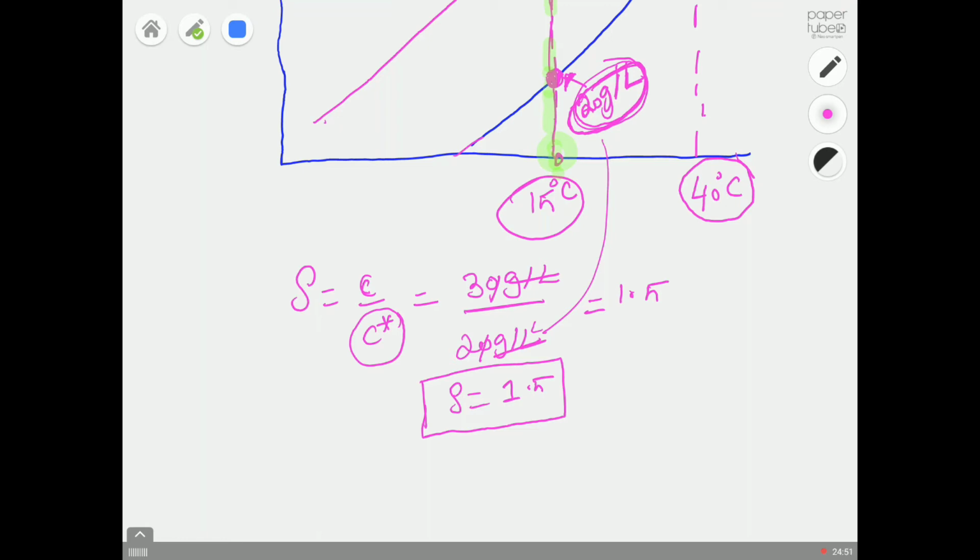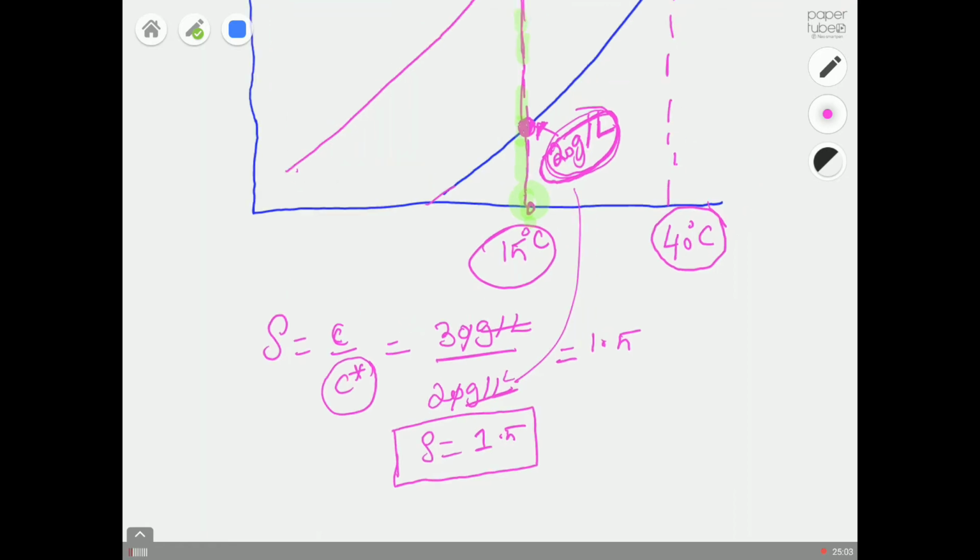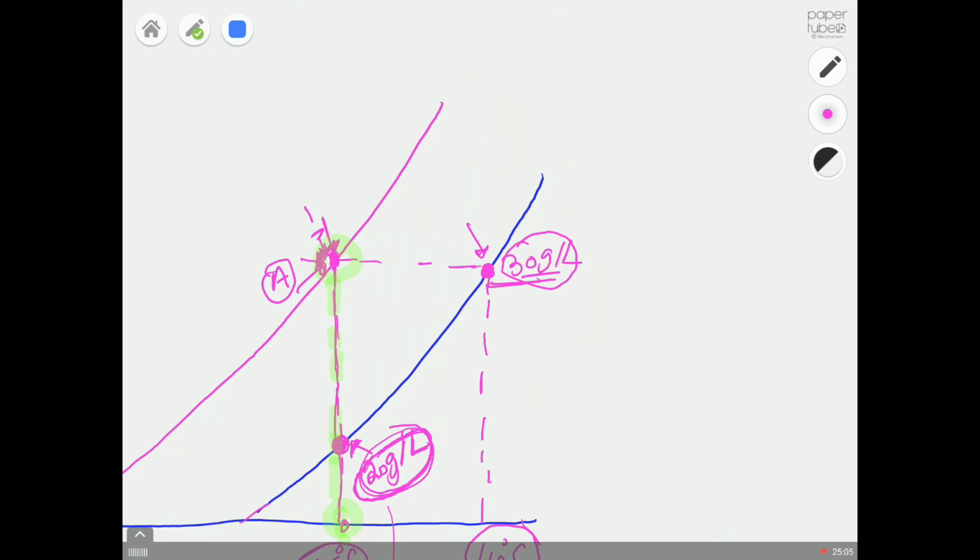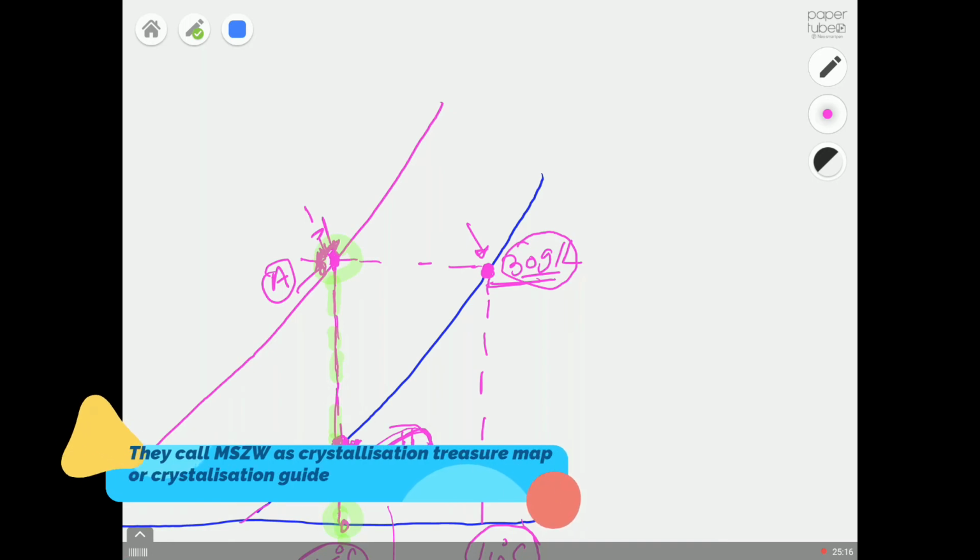Thirty divided by 20, 15 degrees centigrade. So everything looks fine to me. And then what we learn from this experiment is why industry people call this a metastable zone width. It will give you information about at what process condition we can control the crystallization process.